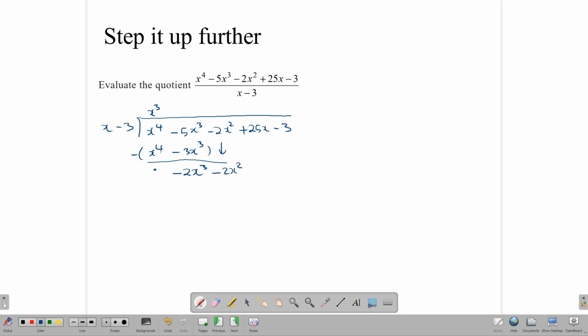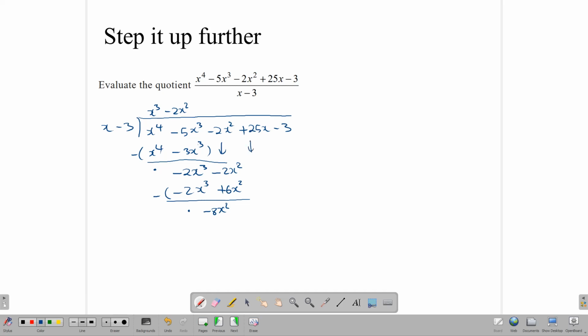minus 2x squared. Now let's divide again. X into minus 2x to the third gives us a minus 2x squared. And multiplying here, x times this gives us minus 2x to the third, and negative 3 times negative 2 here gives us a plus 6x squared. Let's do a subtraction again. So here we have negative 2 minus negative 2, that gives us a 0. And negative 2 minus 6 here gives us a negative 8x squared. Negative 2 minus positive 6.